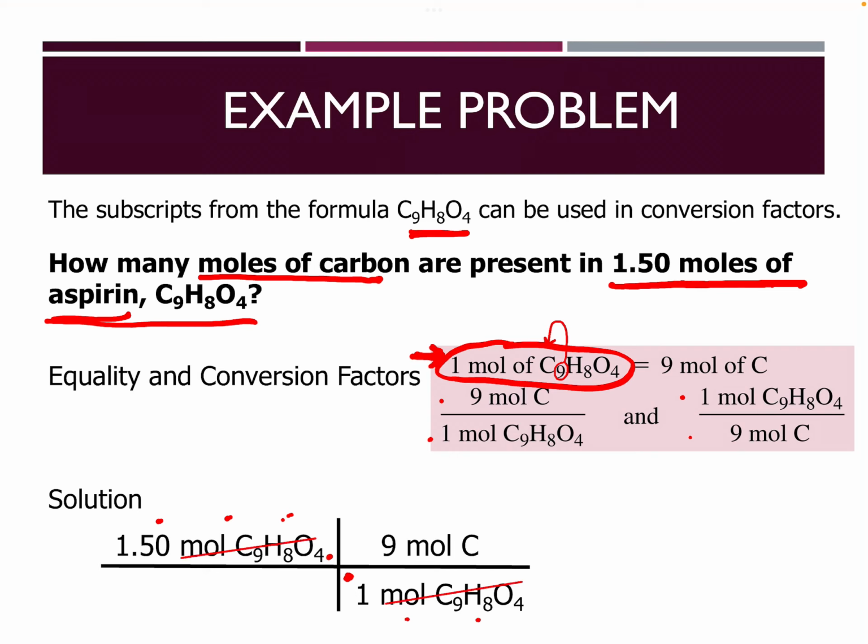All right, so we can make sure our units cancel and see if we found what we're trying to find. We were trying to find moles of carbon, and we found moles of carbon. So that's how we know we're done. We'll multiply all of the numbers on the top, divide by numbers on the bottom, and we'll get our answer.